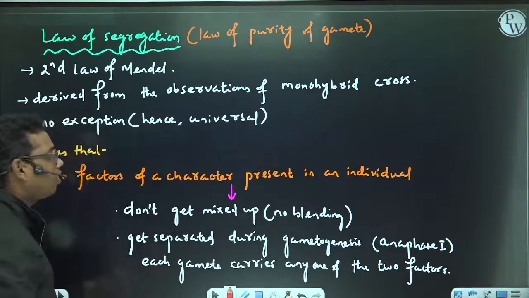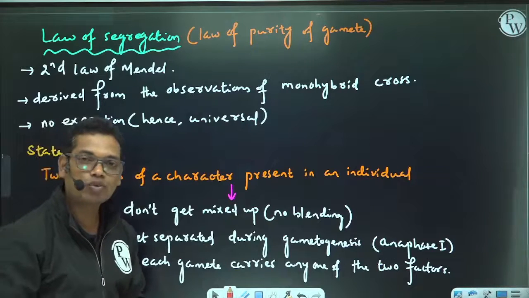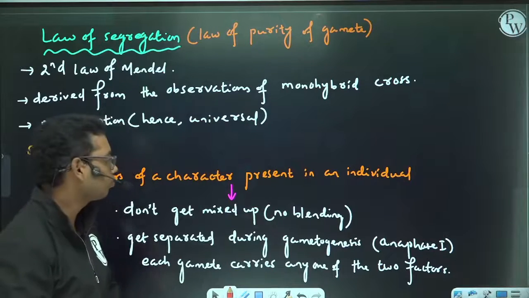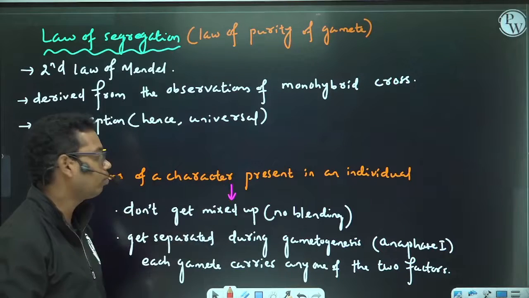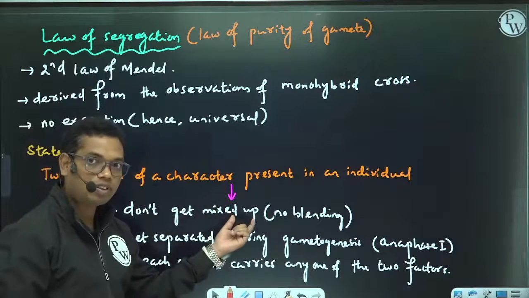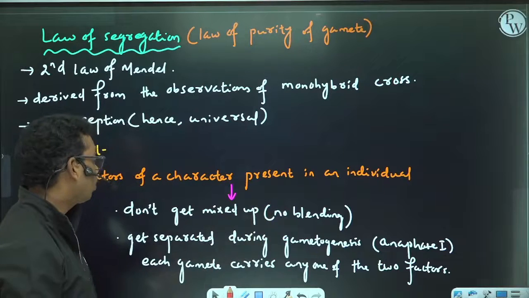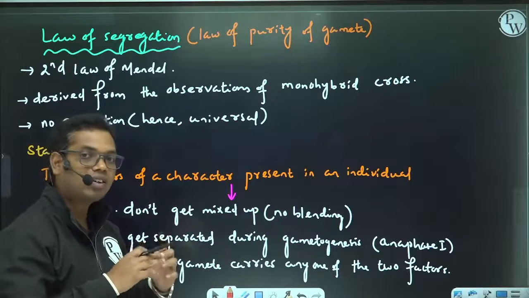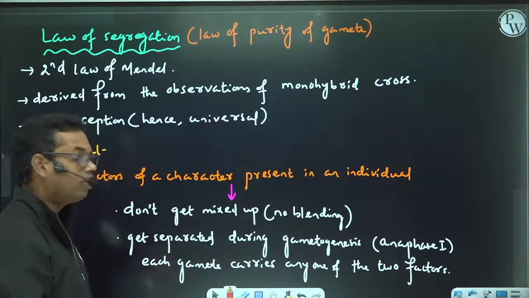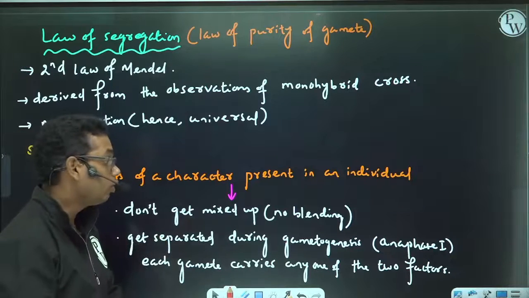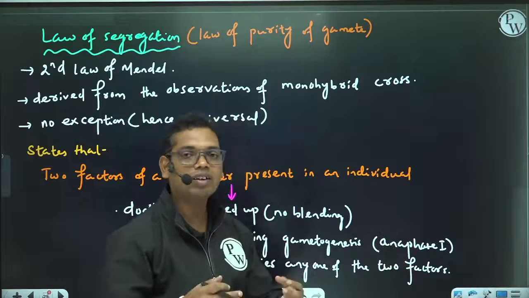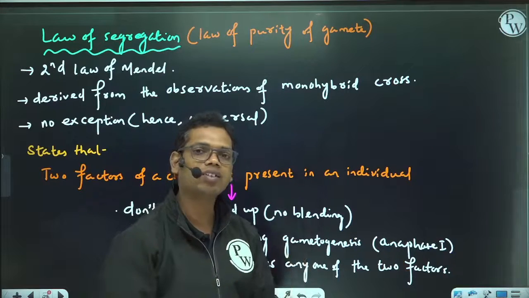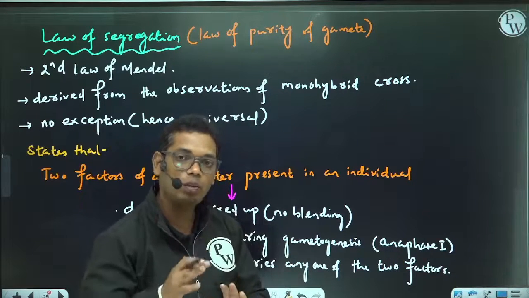It says that if an individual has two factors for a character, then those two factors present in an individual will not get mixed up, they will not blend, but keep their identity. And when meiosis takes place, during anaphase one, and we know that in animals or higher plants, meiosis takes place during gametogenesis.